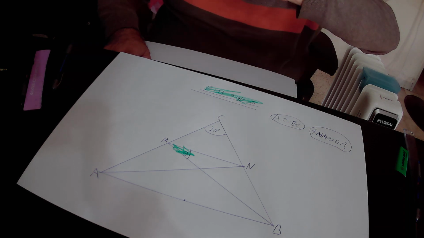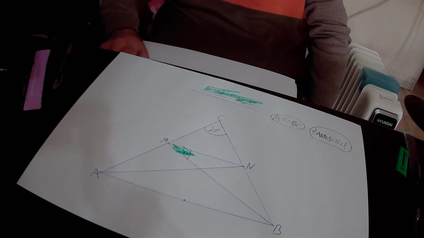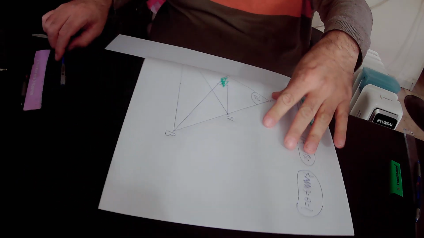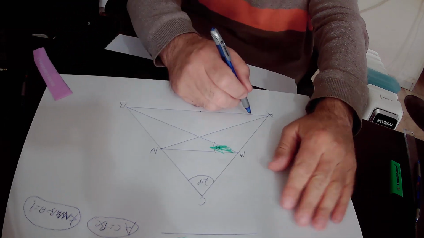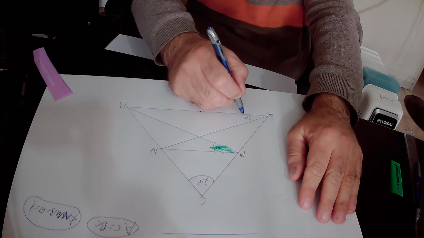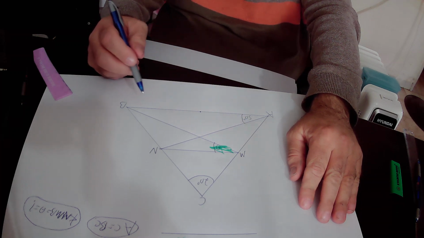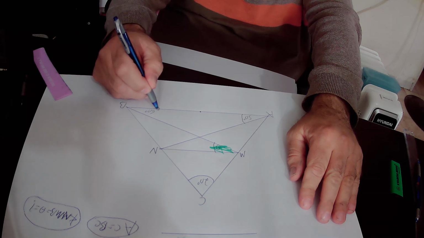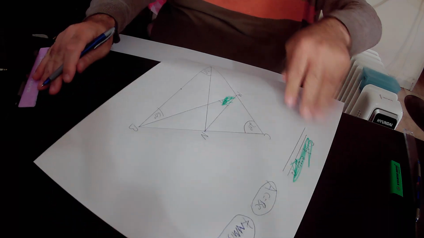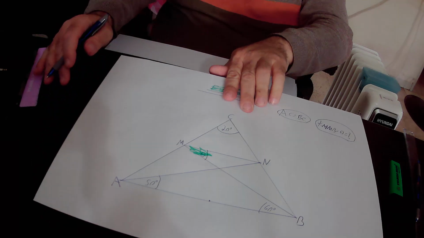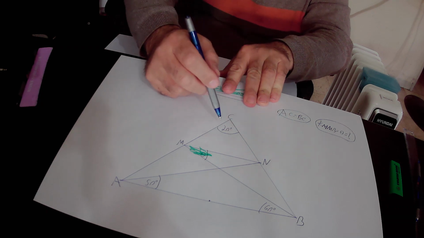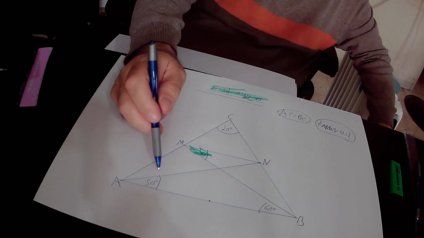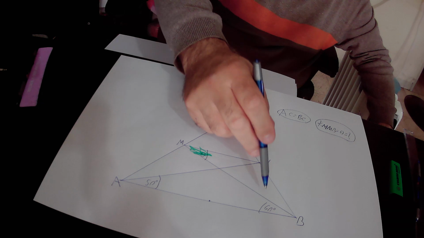In addition, we know that this angle equals 20 degrees, and it is also given in the question that angle NAB equals 50 degrees in its size, and angle MBA equals 60 degrees in its size. Repeat again, it is given in the question that angle ACB equals 20 degrees, angle NAB equals 50 degrees, and angle MBA equals 60 degrees in its size.